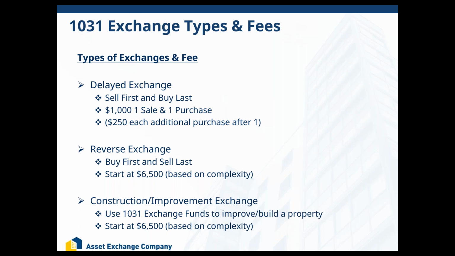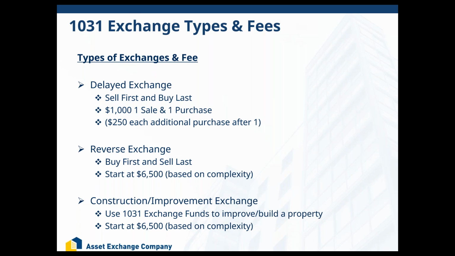So if you sell one property and you buy one property, our total fee is $1,000. Now, if they happen to say, hey, I'm going to buy an additional replacement property, no problem. If it's another closing, a different seller, another transaction, it's another $250. But typically you sell one, you buy one. Our total fee is $1,000.